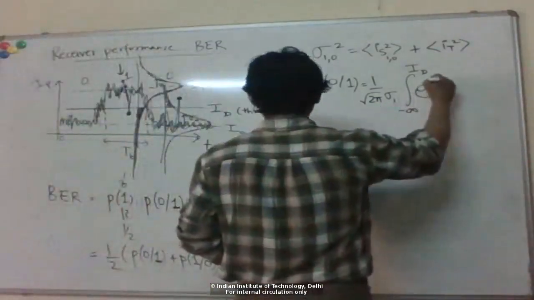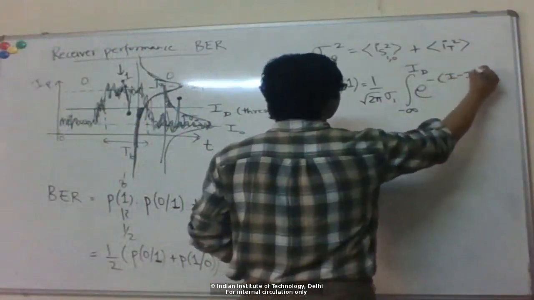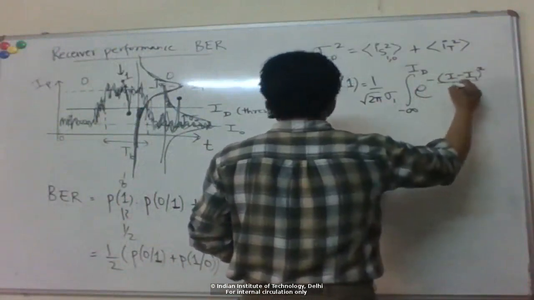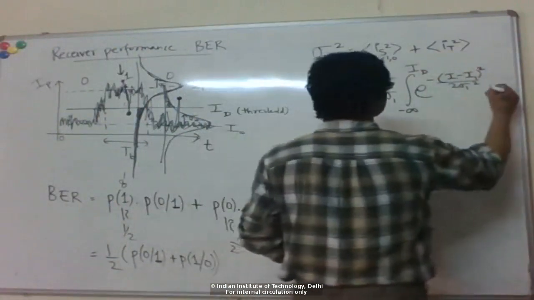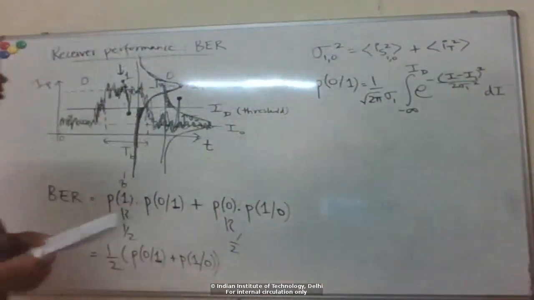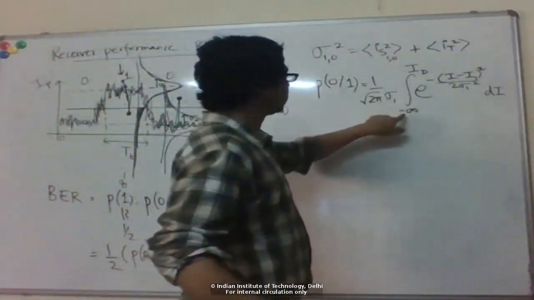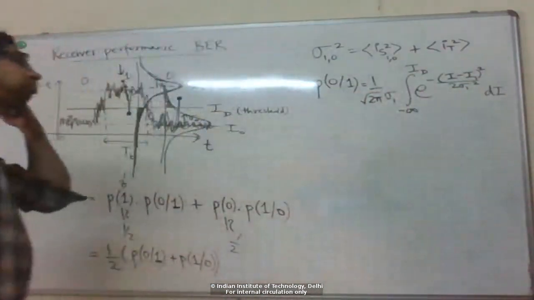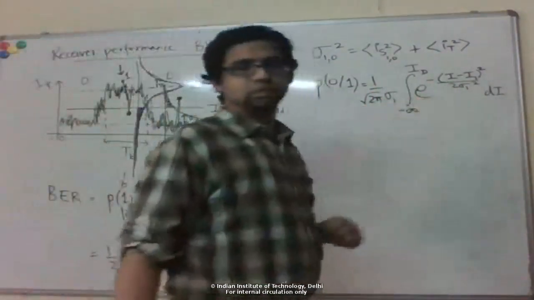So I have a Gaussian function here with mean I1 and variance sigma 1 square. I is the variable of integration. And this is just a normalization factor such that if I do this integral from minus infinity to infinity, I'll get 1. I hope this is clear and straightforward.